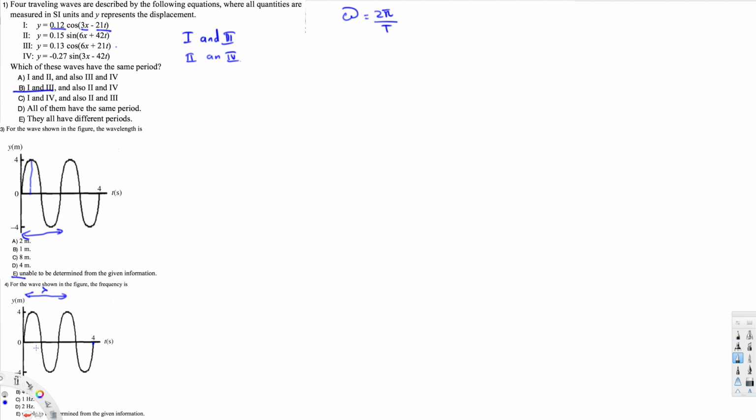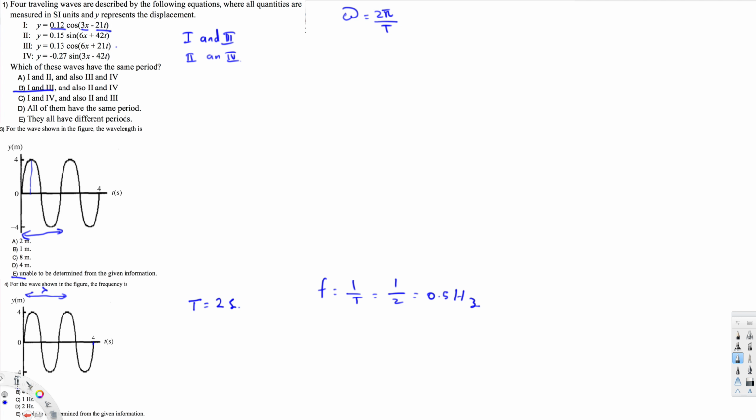To travel 2 wavelengths, it takes 4 seconds. So to travel one wave, how long does it take? If it takes 4 for 2, it's 2 for 1. So 2 seconds for one wave. This is our period. And the question is asking about the frequency. Frequency is 1 over T, and here this is going to be 1 over 2. That's going to be 0.5 hertz.